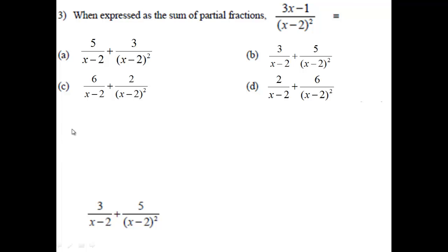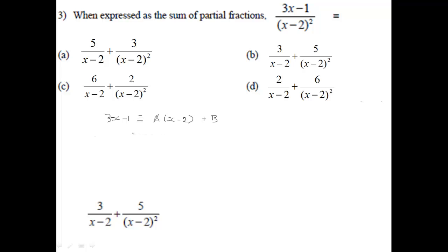So in the same way as before, we write it as 3x minus 1, and we've got a over x minus 2 to start with. So that means when we multiply by the denominator, we will have an x minus 2 left. But as b is over x minus 2 squared, then that's just plus b, isn't it? When we multiply by the denominator, the x minus 2 squareds will cancel.